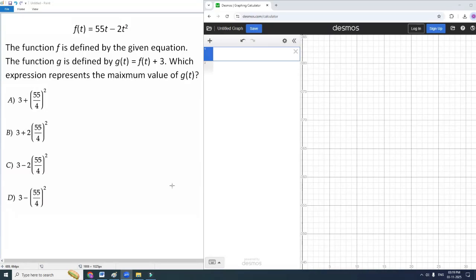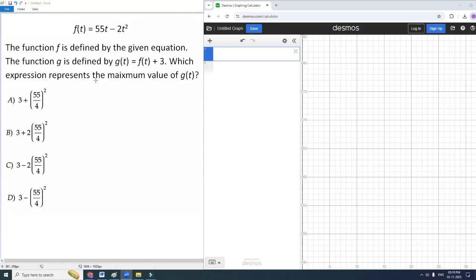Hello everyone, here we have a SAT math problem. Okay, let's go to the question. f of t equals 55t minus 2t squared. The function f is defined by the given equation. The function g is defined by g of t equals f of t plus 3. Which expression represents the maximum value of g of t?